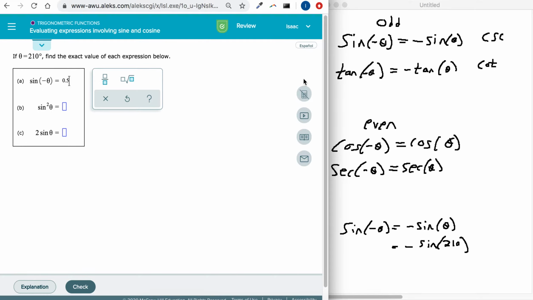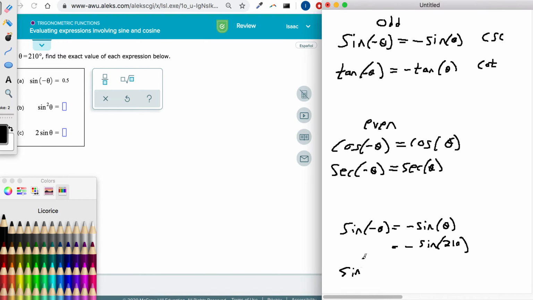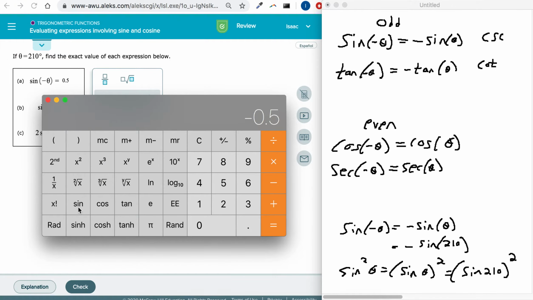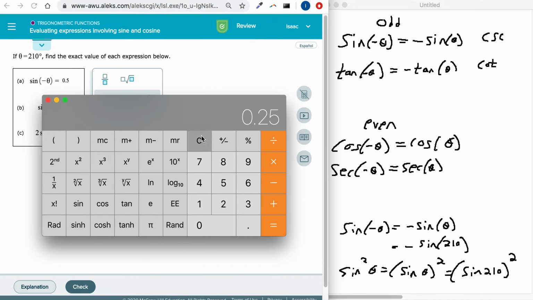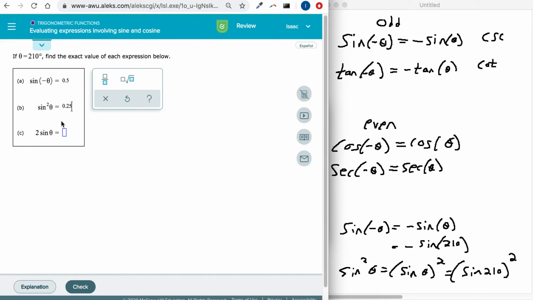Sine squared, this is just notation. Sine squared theta is the same thing as sine theta being squared. So for this question, you just square sine of 210 degrees. Sine of 210 degrees is negative 0.5, but if you square that, it's positive 0.25. And 2 sine of theta just means find out what sine 210 is, and then multiply by 2. So that's negative 1.